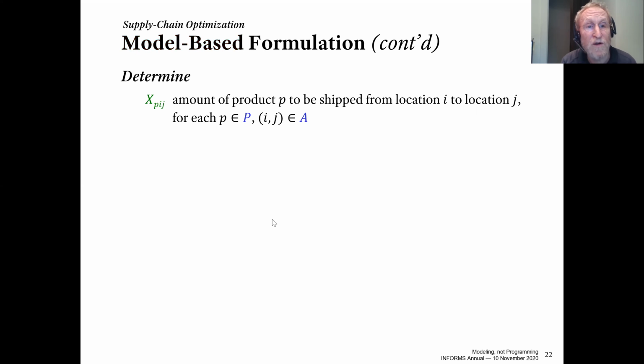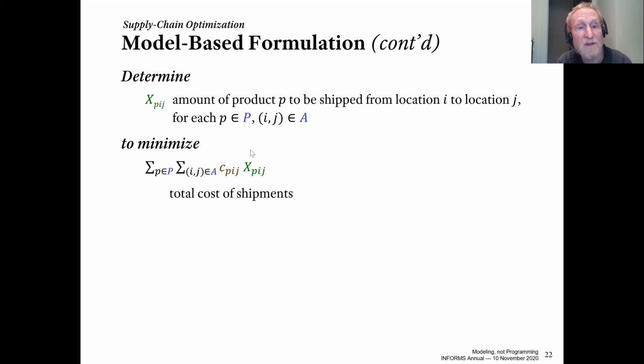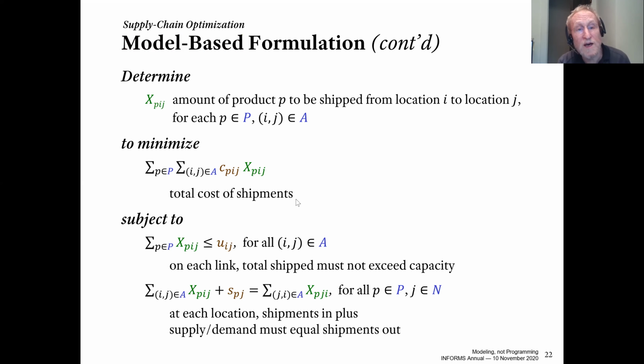First, we say that for our variables, there's one variable for every product shipped from each location to each other location in a link. And then the objective is just a sum of costs of all the shipments. And there are two kinds of constraints. One is that shipments are less than or equal to capacities, and the other is a balance constraint that shipments in and out must balance supplies and demands. And that's the whole description of the model.